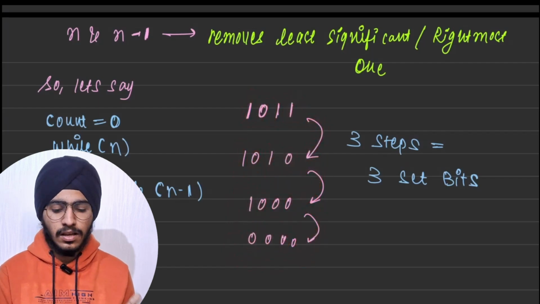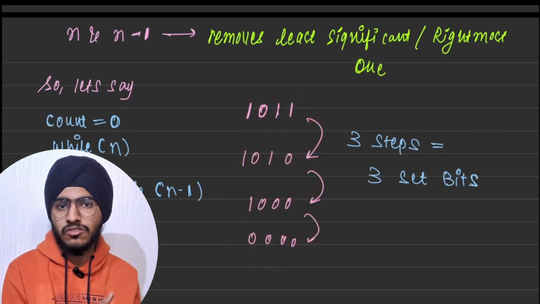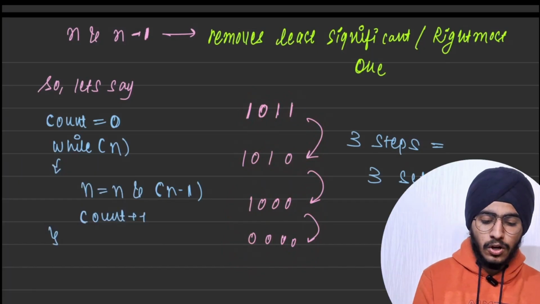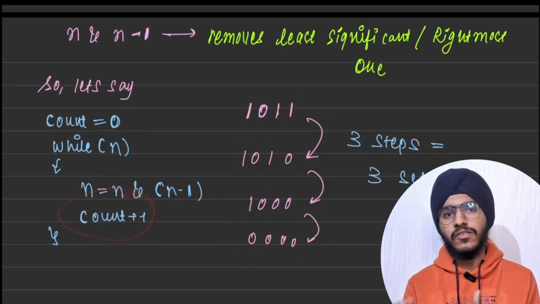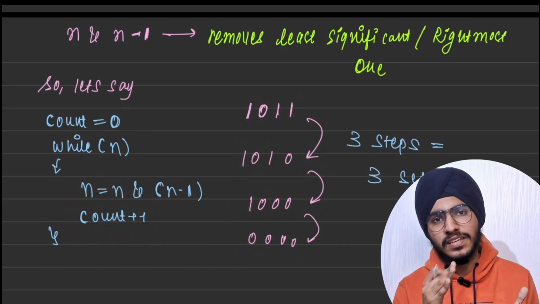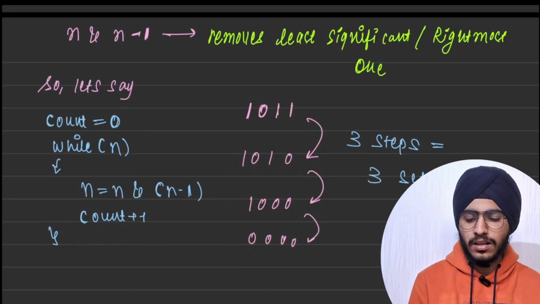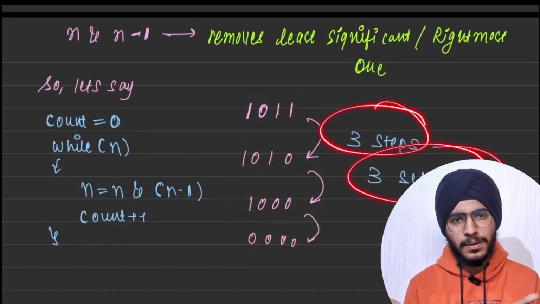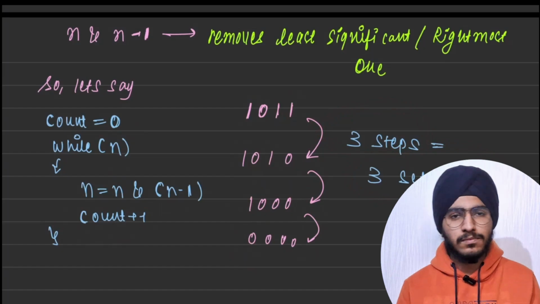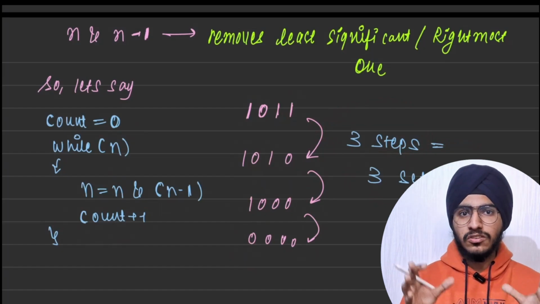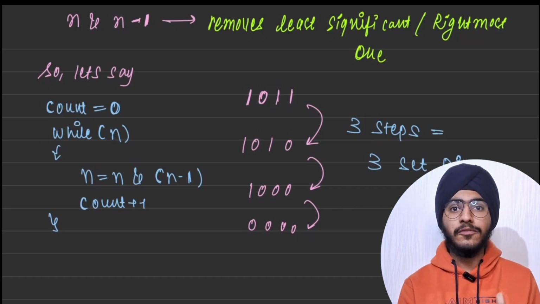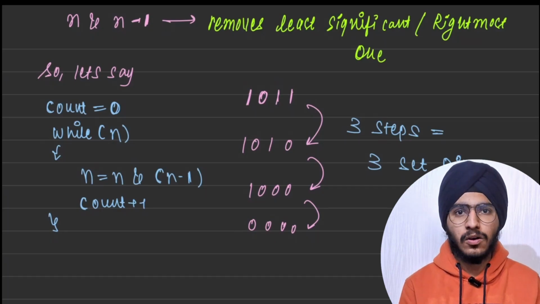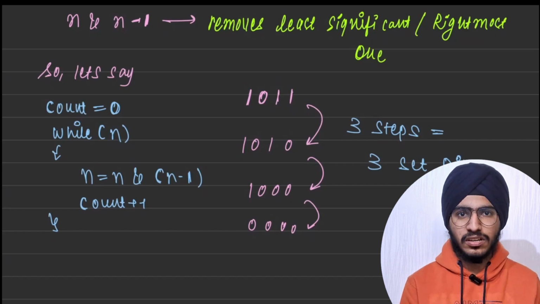So this algorithm is interrelated to the explanation we studied above: do n and n minus 1 until you get n equal to 0. Do count plus plus, because in every step you are removing the rightmost set bit only. So in actuality, the number of steps is the number of set bits only. So this is Brian Kernighan's algorithm. This was about the trick that we have used. It is a very important trick, and from it we found various patterns. So let's jump to the next trick now.